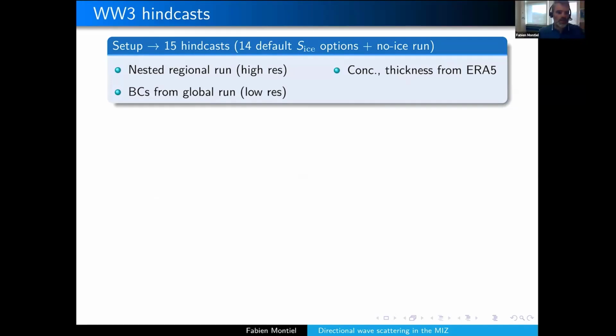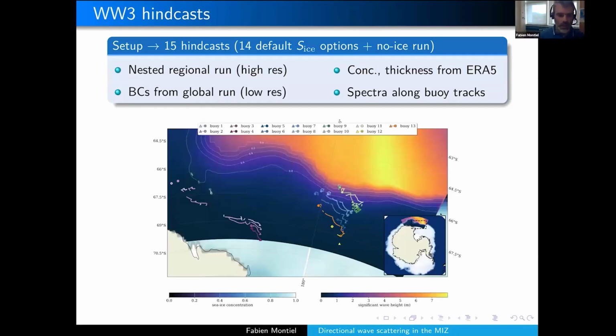And so the way the hindcasts were set up here is we ran a hindcast on a nested regional run at fairly high resolution, which was forced on its boundary by a lower resolution global run. And the concentration and thickness were actually included here and were taken from the ERA5 reanalysis. And the only thing that we looked at here were the wave spectra, again, one-dimensional spectra as a function of frequency only, along the buoy track. So what we want to do really is compare the spectra on either side for WaveWatch and the buoys.